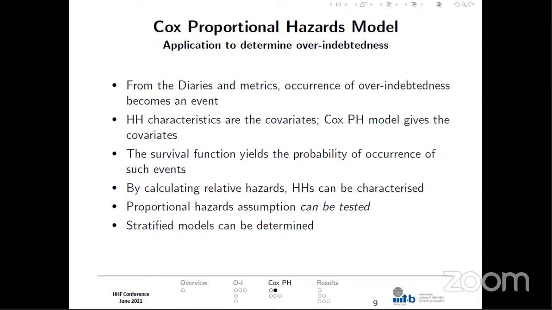And all the characteristics of the household become the covariates, which I just told you were the variables x1, x2 in the previous equation. And what the survival function tells us is the probability of occurrence. Although it may feel that we are okay, first of all, why the term proportional hazards?